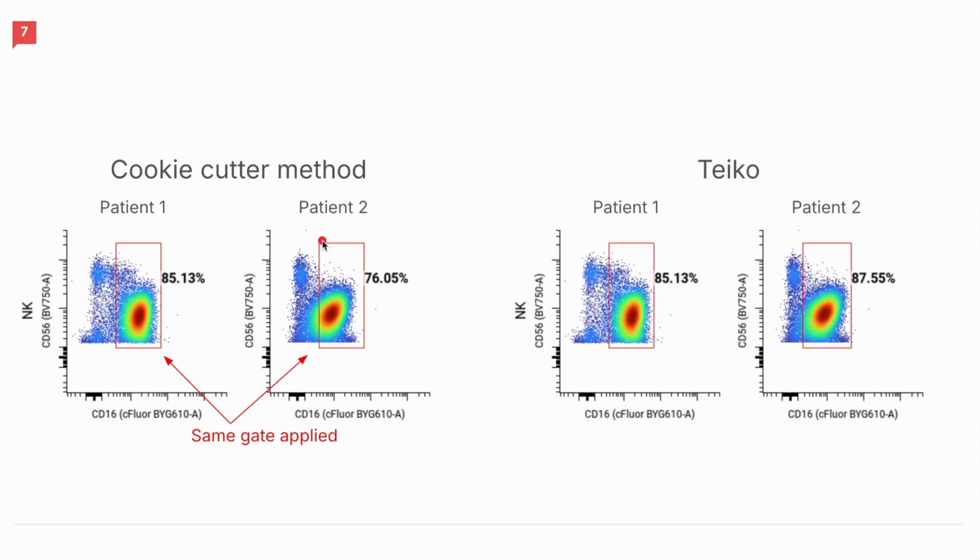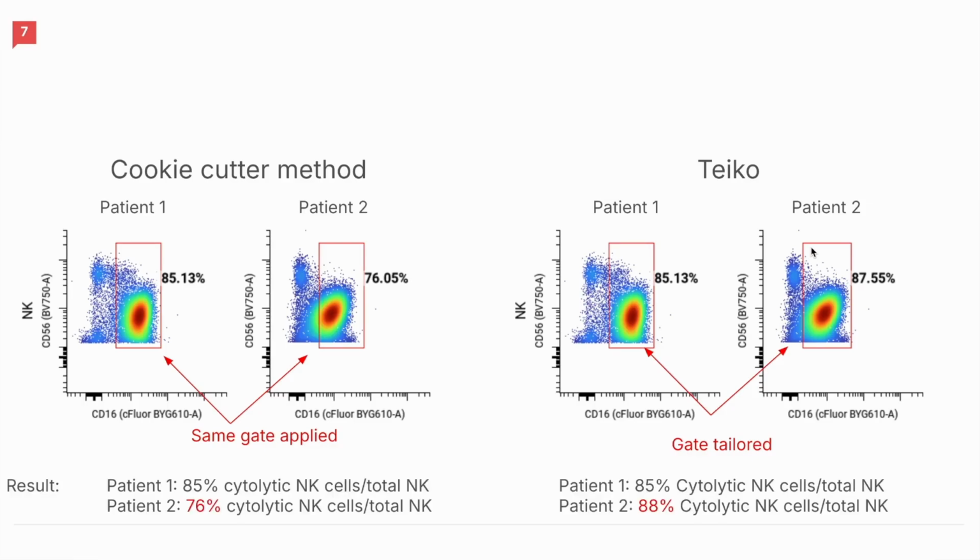So this same gate is applied here, whereas with Teiko, you have this gate over here, and then through inspection, our scientists know to adjust this, and this gate is what's known as tailored, and you get full visibility into this tailoring, as we'll talk about. What's a consequence for clinical development?